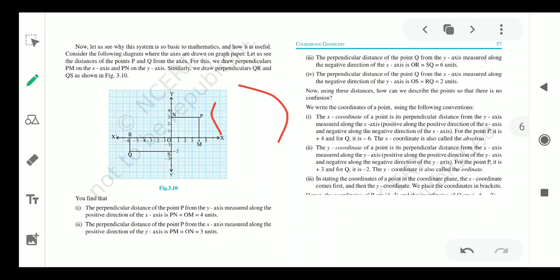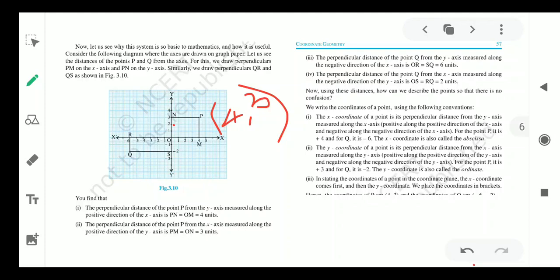Here, how will we represent the point P? See, this is the point P. From P, how many? 4. First we have to write the x coordinate. From P, on the y-axis it indicates 3. So 4, 3. The point P we can take as (4, 3).